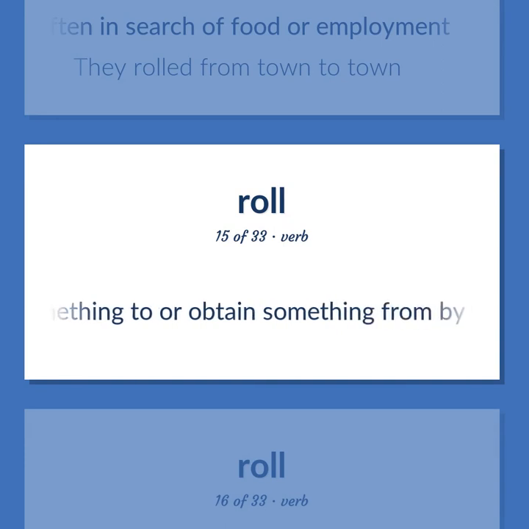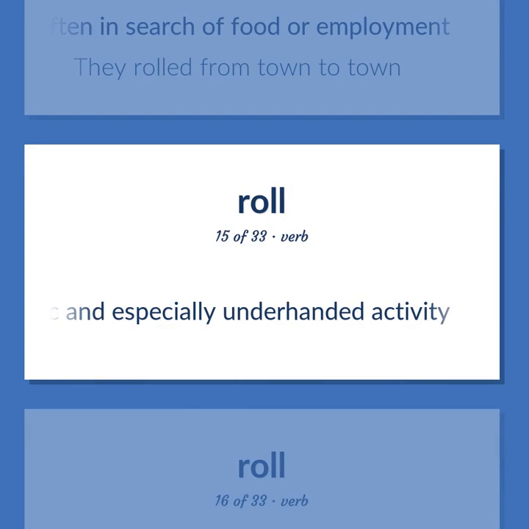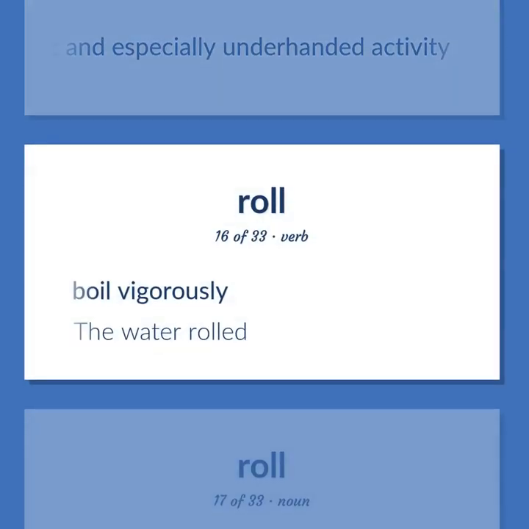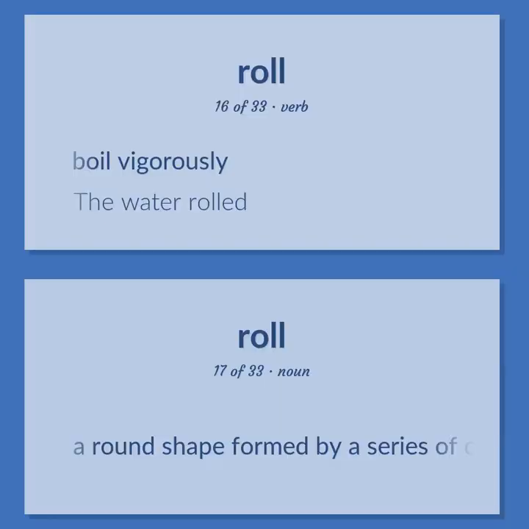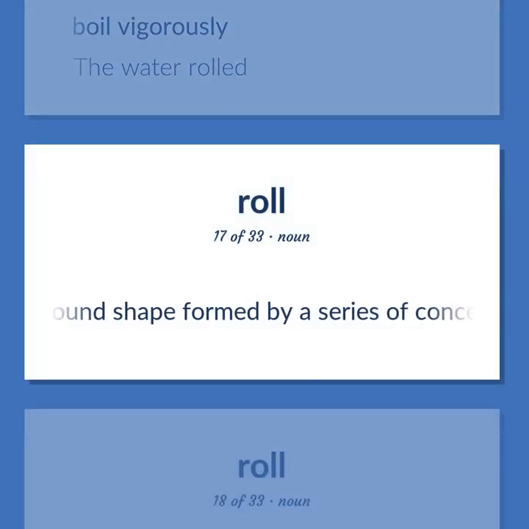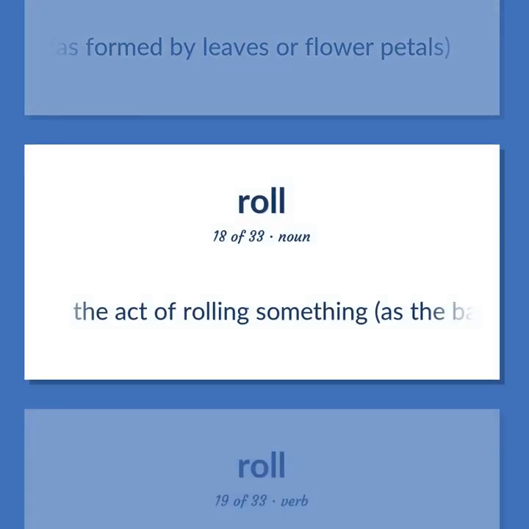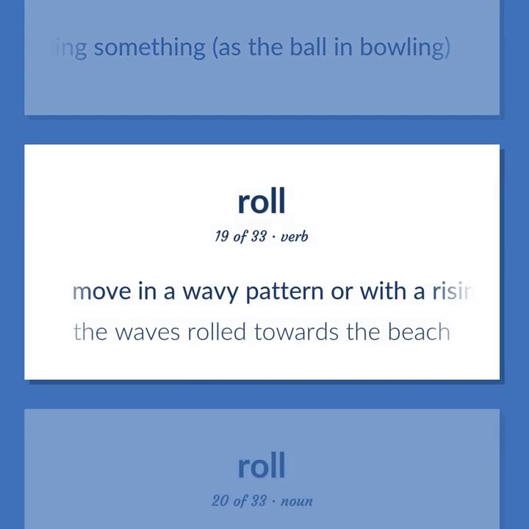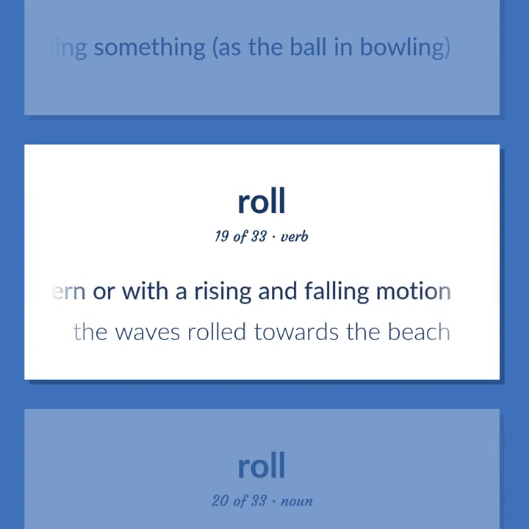Sell something to or obtain something from by energetic and especially underhanded activity. Boil vigorously. The water rolled. A round shape formed by a series of concentric circles, as formed by leaves or flower petals. The act of rolling something, as the ball in bowling. Move in a wavy pattern or with a rising and falling motion. The waves rolled towards the beach.